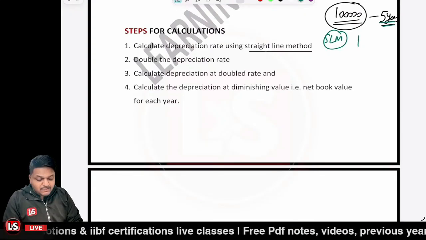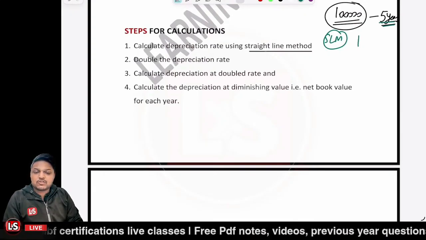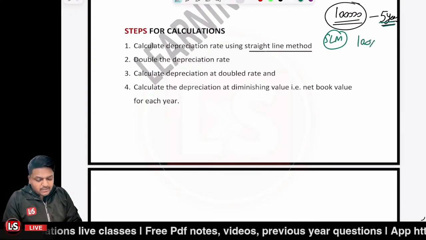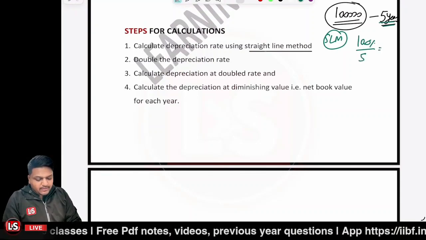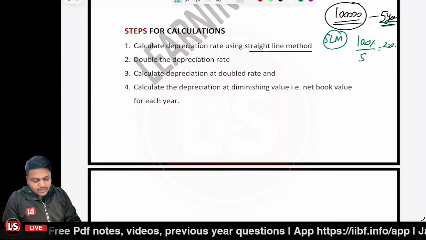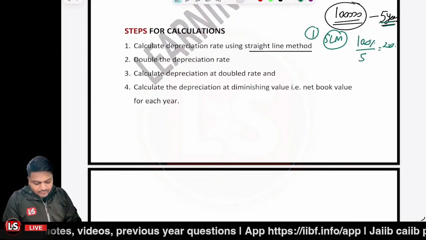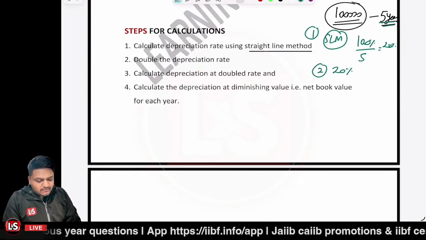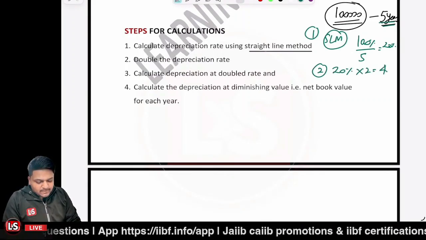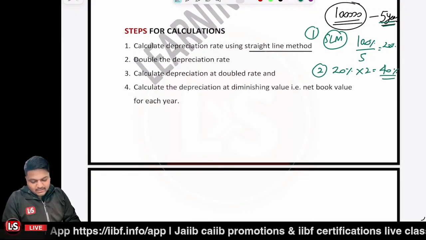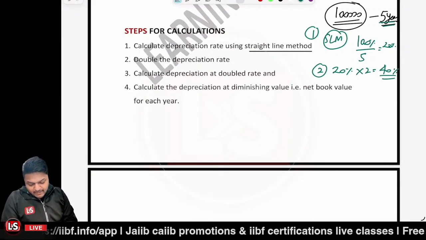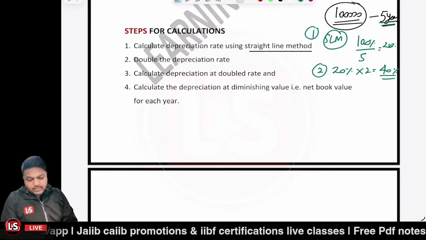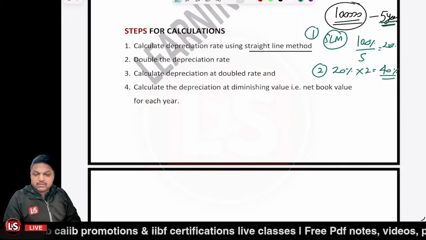The useful life is given to be 5 years. We have to calculate the depreciation percentage. So it is 100% divided by 5, that is 20%, right? Now, whatsoever you calculated, we need to double that depreciation rate. Now it will be 20% multiplied by 2, that is 40%. That's the third point that we have done so far. Now we have to calculate the depreciation at the double rate.